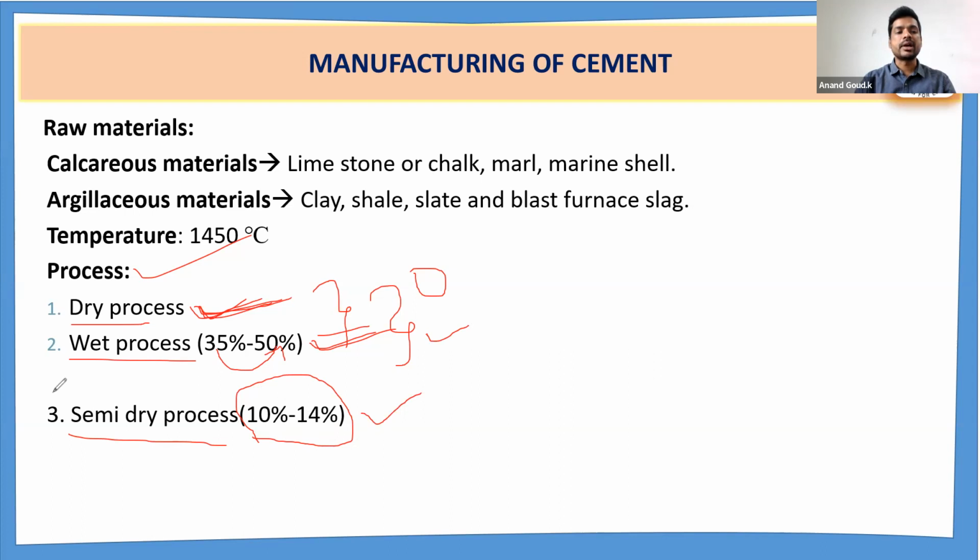Mostly we do not focus on this third method. Mainly we focus on these two methods, but still if you get this question anywhere, then you can answer it. So these are the three methods for manufacturing of cement: the dry process, wet process, and semi-dry process.